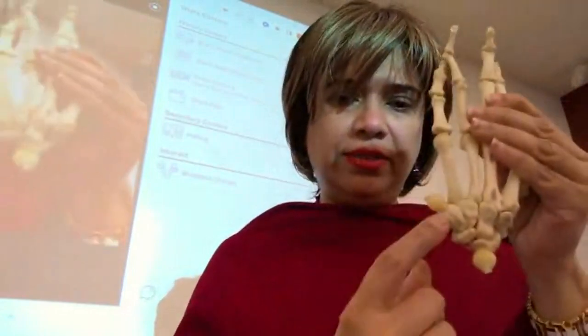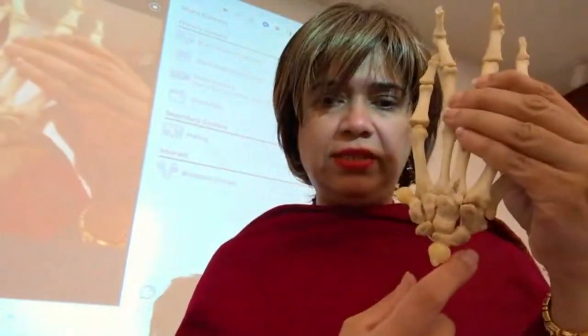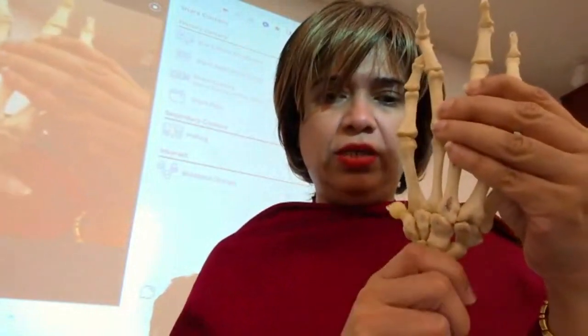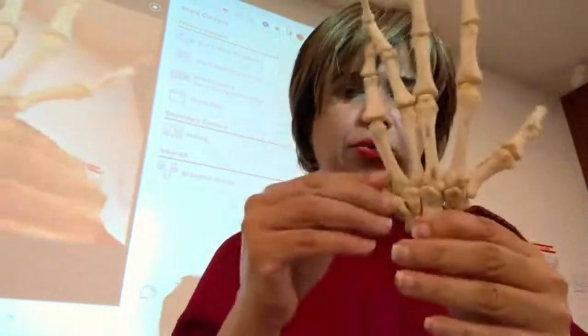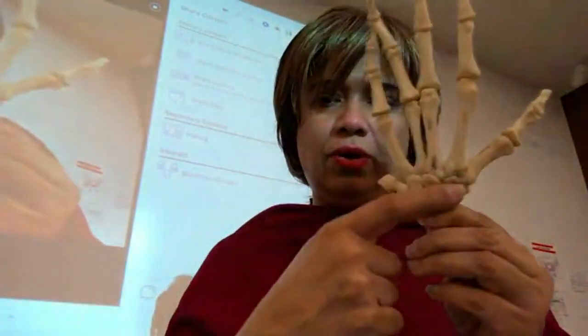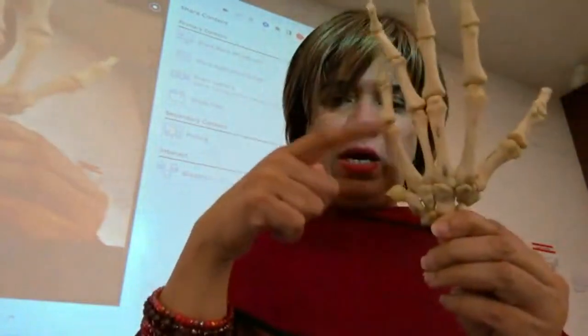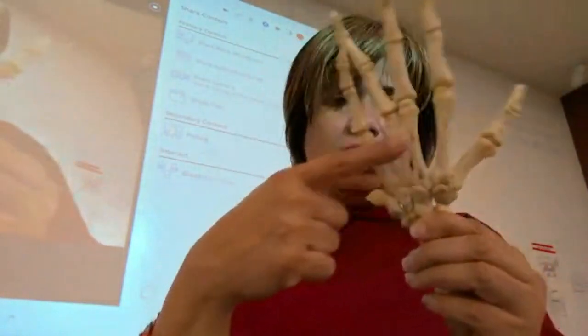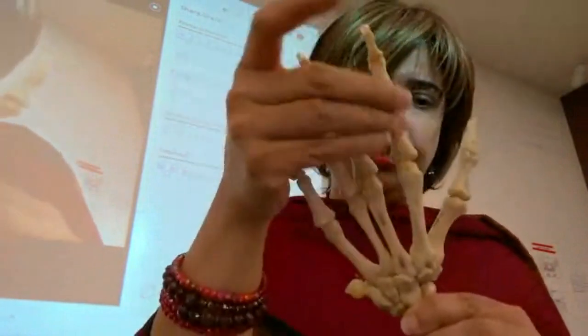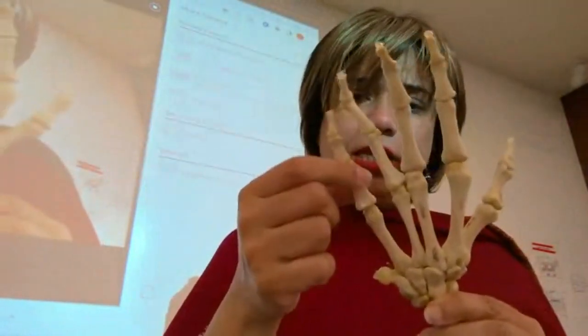Now, this is the wrist. This is what makes the wrist. Not this, this is a bead holding everything together, and this is also a bead. But this entire thing is your wrist. These are the palms. These metacarpals, they will make the palm, and these are phalanges, which make the fingers.